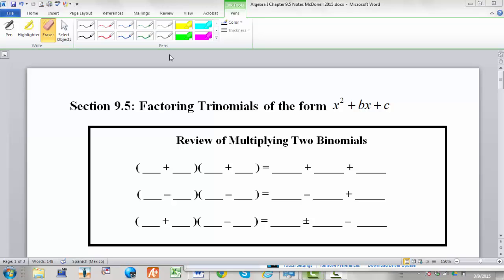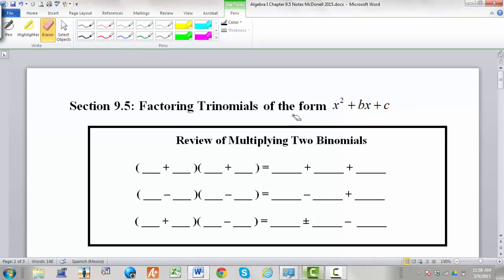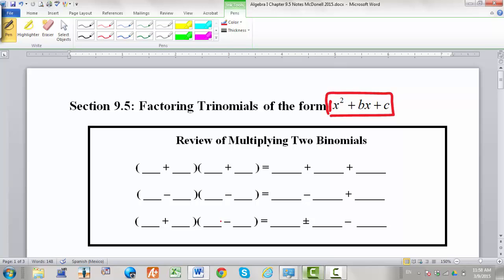Today we're going to be talking about section 9.5, factoring trinomials of the form x squared plus bx plus c. And as we're looking at that form of x squared plus bx plus c, we want to realize that we actually have a 1 x squared in the front.